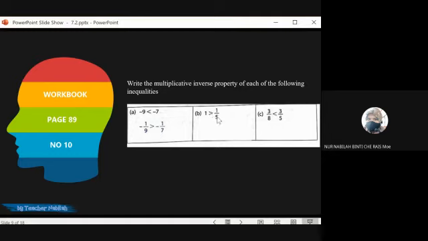But usually when we have over 1, we do not write the over 1. We just write the number. So 1 over 1 is just 1, and 5 over 1 we just write the numerator, 5. So 1 less than 5. And then this one, 3 over 8 less than 3 over 5, becomes 8 over 3 more than 5 over 3. This is the multiplicative inverse property. So these are the 4 properties that you have to know in linear inequalities.